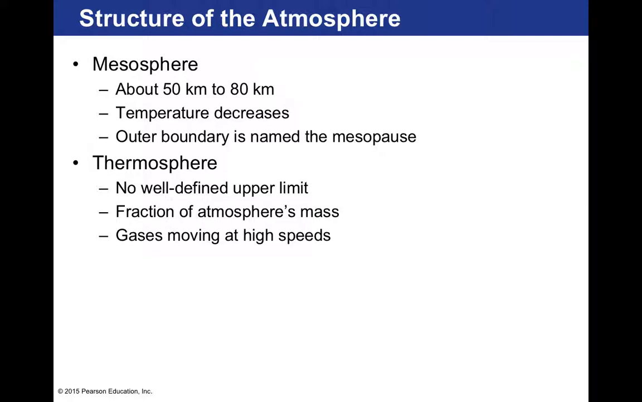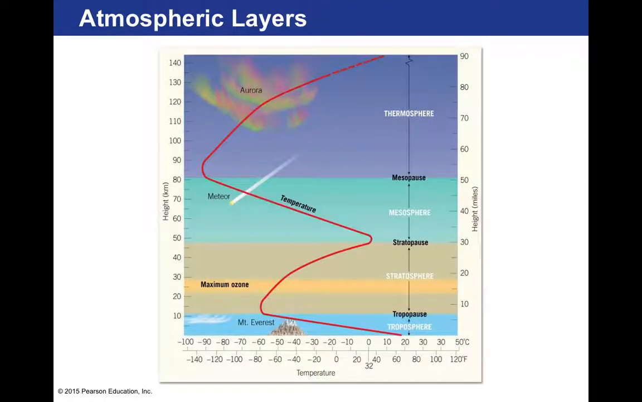Then you would hit the mesopause and then finally go into the upper atmosphere level called the thermosphere, where there's no well-defined upper limit, and there's only a fraction of the atmosphere's mass in here. And gases in this region move at very high speeds because you're at the boundary between space and the Earth's atmosphere.